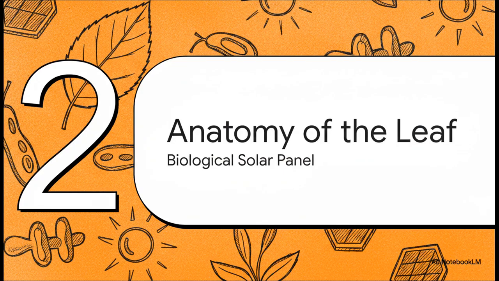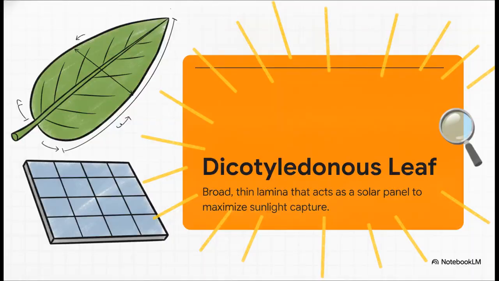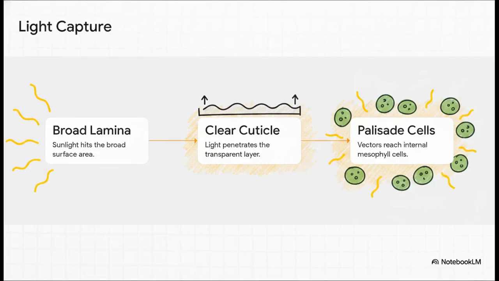Section 2. Anatomy of the leaf. Okay, notice the dimension lines drawn right across this dicotyledonous leaf. See this broad, thin, flat area? That is the lamina. It acts as the primary capture surface. Think of it exactly like a man-made solar panel. The wider the surface area, the more photons it can physically catch. Now follow these yellow directional arrows on screen. Watch how the sunlight actually travels.